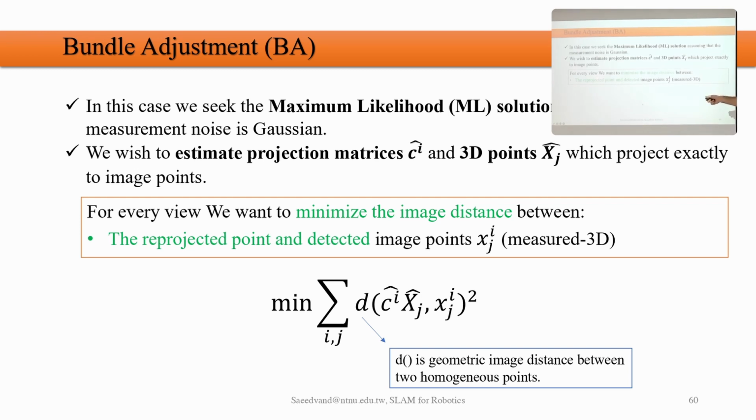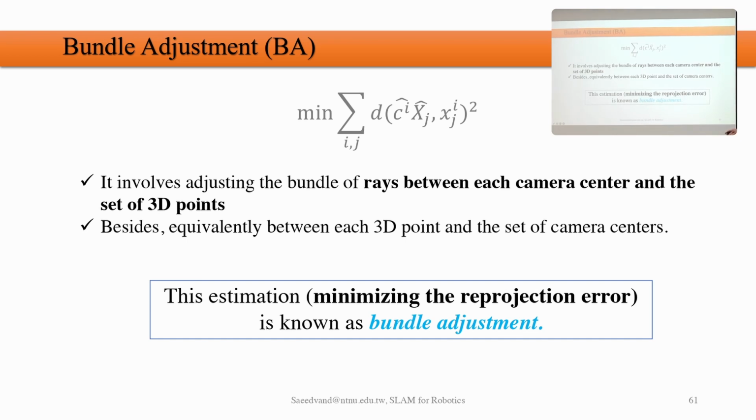we can say for every view, we want to minimize image distance between the reprojected point and detected one by this equation over here. So that minimum of the distance of this term over here, Cij x, that is prediction here, as you know, these are the prediction ones, and this is represented by the observation over there that we want to minimize. So we say, okay, by considering this equation over here that we want to minimize, we are involving adjusting the rays between each camera center and the set of the points that we have.